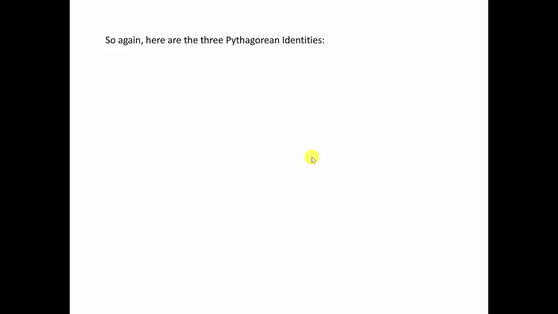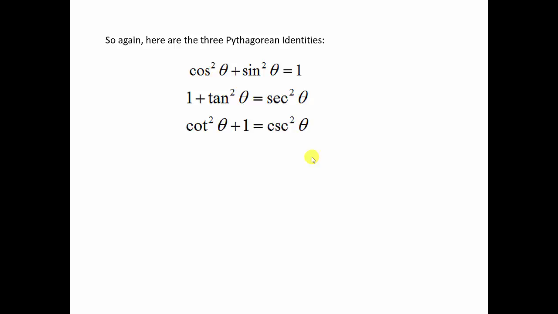All right, so here they are. Cosine squared plus sine squared is 1. 1 plus tangent squared is secant squared. Cotangent squared plus 1 is cosecant squared.